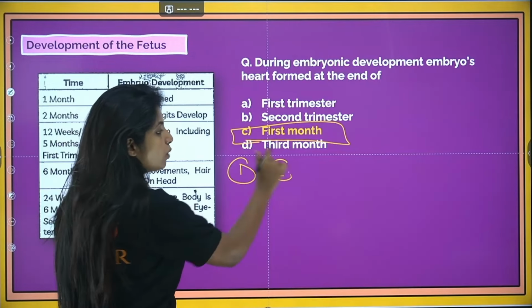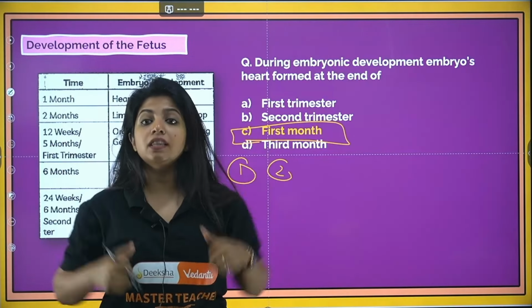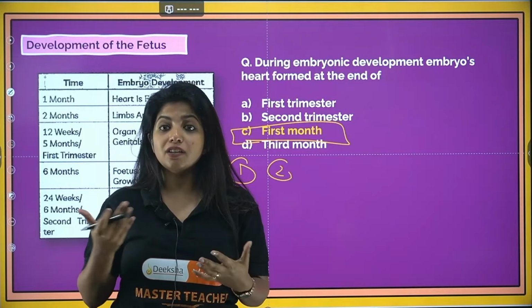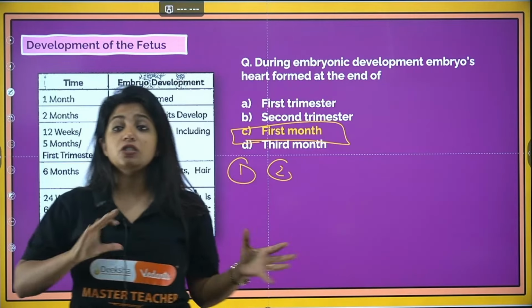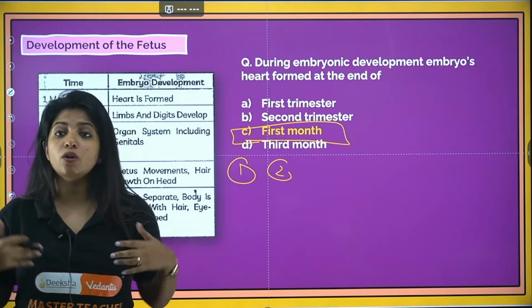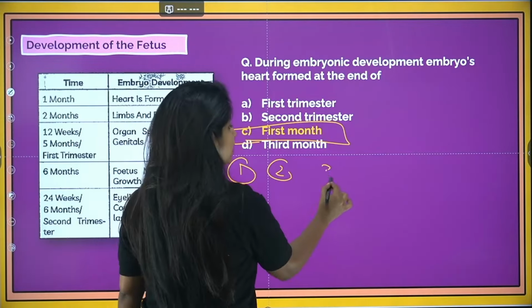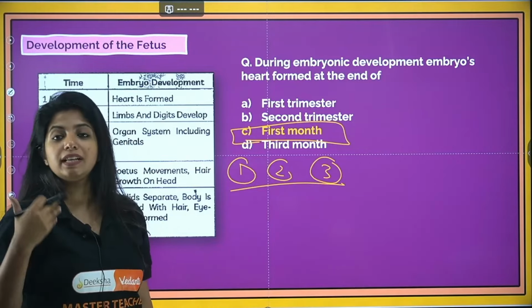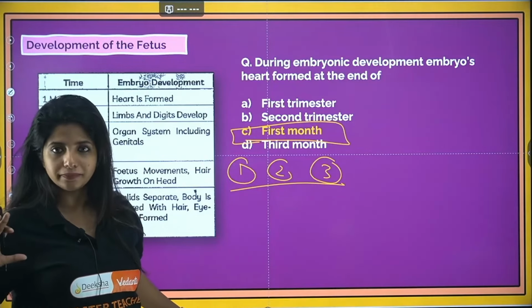In the second month, you have the limbs and the digits. In the third month, by the end of the third month, you have the external genital organs, so that you can find the sex of the child. Some of the organs and organ systems will also be developed. So by the end of the 3 months, you would be having everything, limbs as well as the digits, as well as external genital organs and things like that.